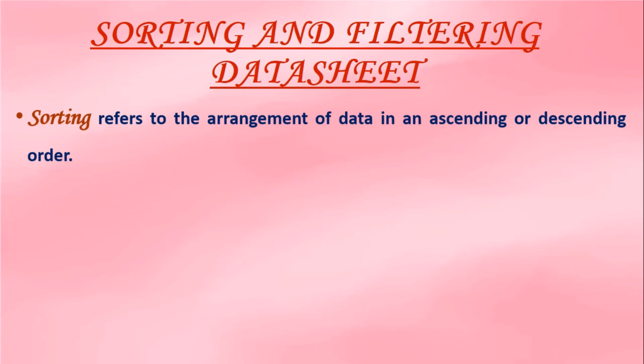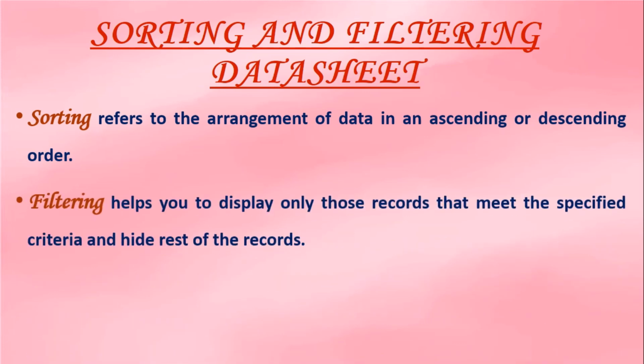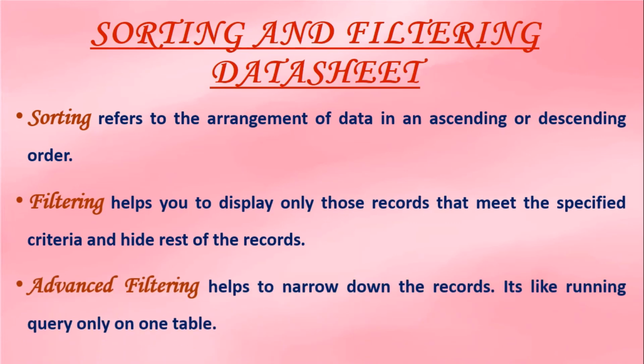Sorting refers to the arrangement of data in an ascending or descending order. Filtering helps you to display only those records that meet the specified criteria and hide the rest of the records. And advanced filtering helps you to narrow down the records. It's like running a query on only one table. Let's understand this with the help of our practical.